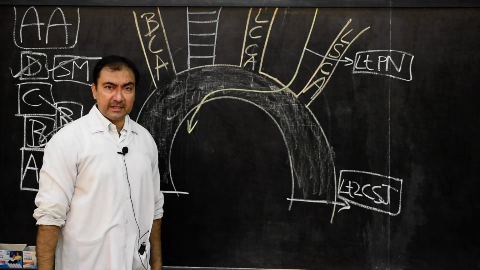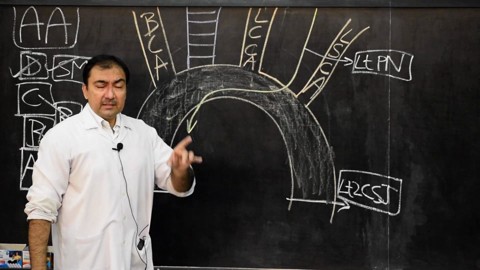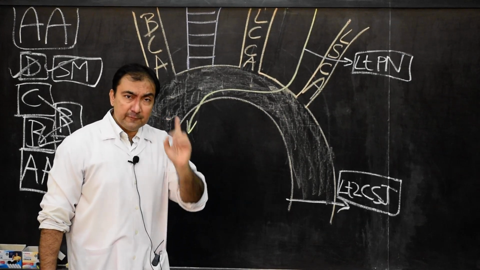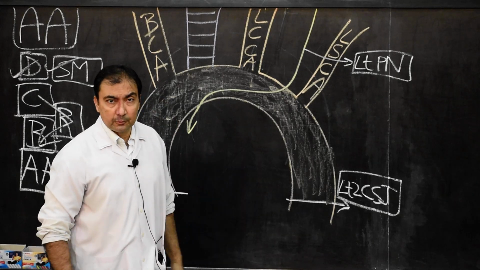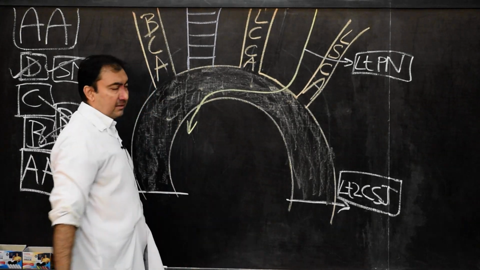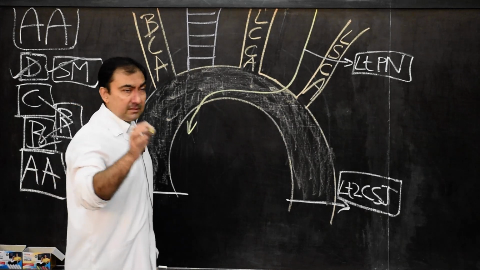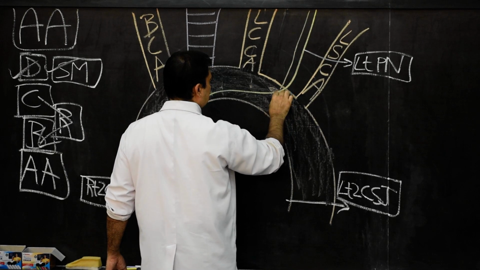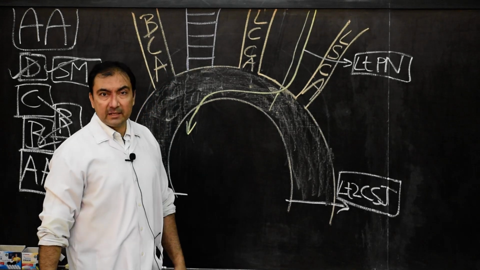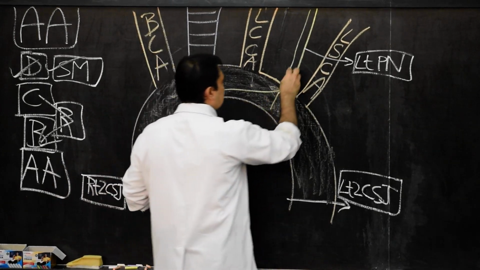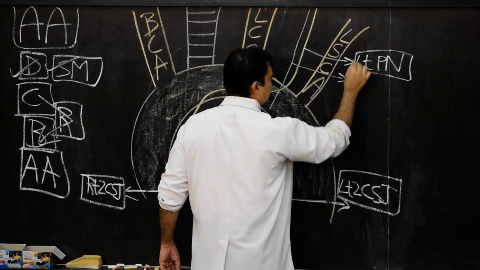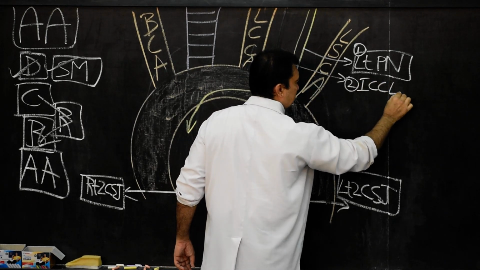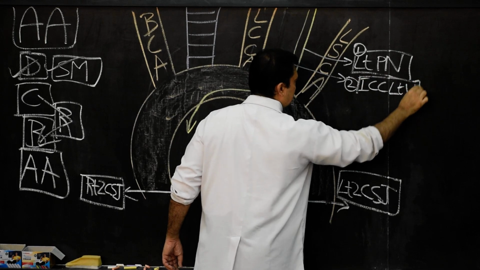Second structure behind the left phrenic nerve will be the inferior cervical cardiac branch of left vagus nerve. Therefore, inferior cervical cardiac branch of left vagus nerve is the second one. So here we show this inferior cervical cardiac branch of the left vagus nerve, and let us give the numbers so it will be easy. This is 1, this is 2, the inferior cervical cardiac branch of left vagus nerve.